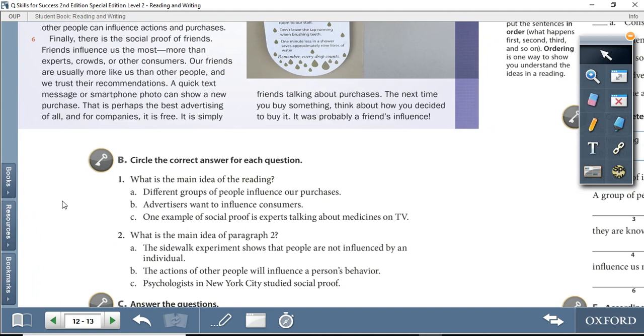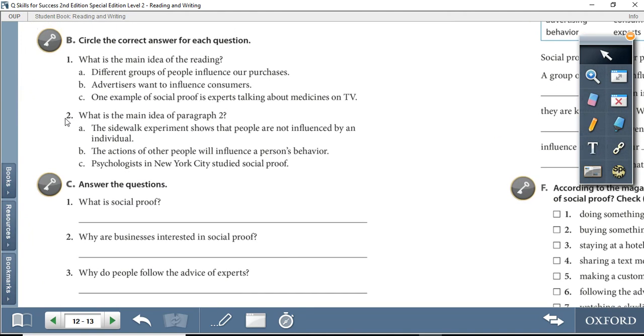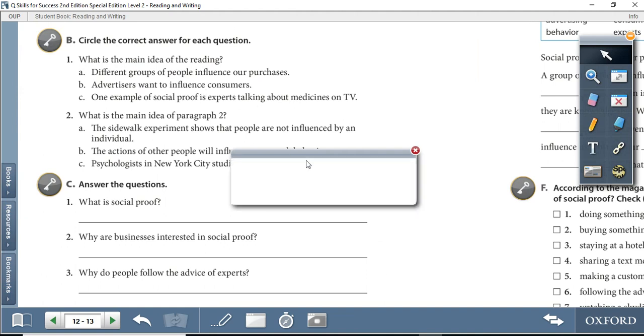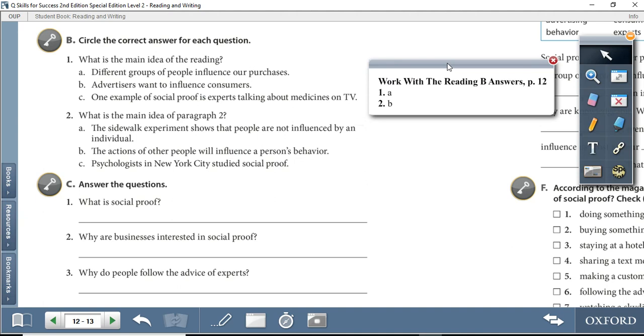Moving on to activity B, circle the correct answer for each question. Question 1. What is the main idea of the reading? And the answer is A. Different groups of people influence our purchases. Question 2. What is the main idea of paragraph 2? The answer is B. The actions of other people will influence a person's behavior.